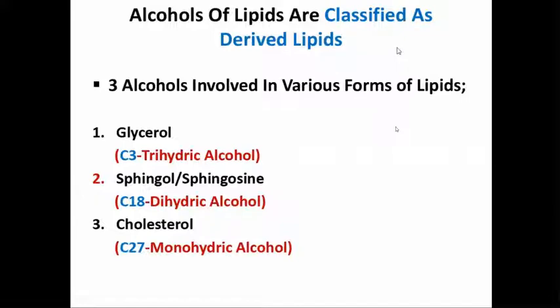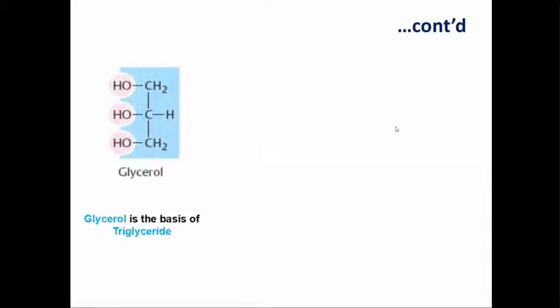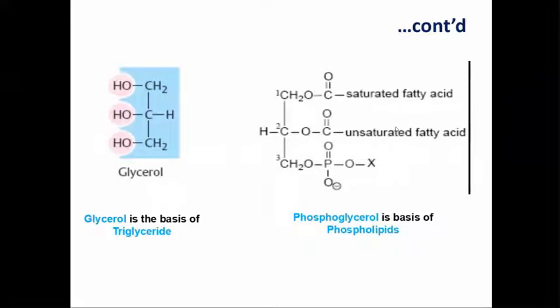When you see the composition of alcohols found in lipids, it can be glycerol, or sphingosine, or cholesterol. Now, what type of alcohols are found in lipids? It may be glycerol, sphingosine, or cholesterol. But now I will ask you one question. Do you think cholesterol is found in plant oils?